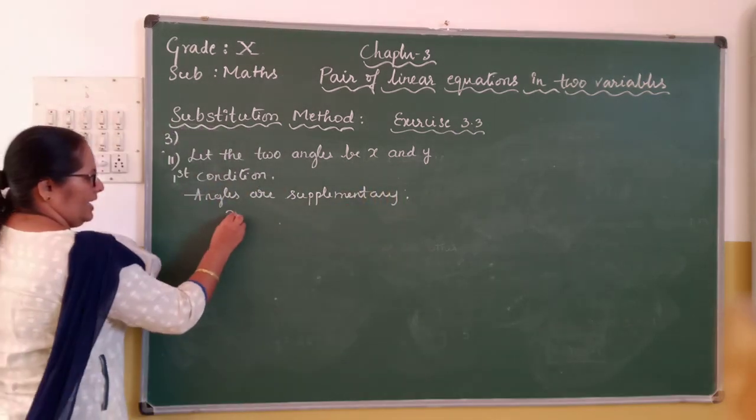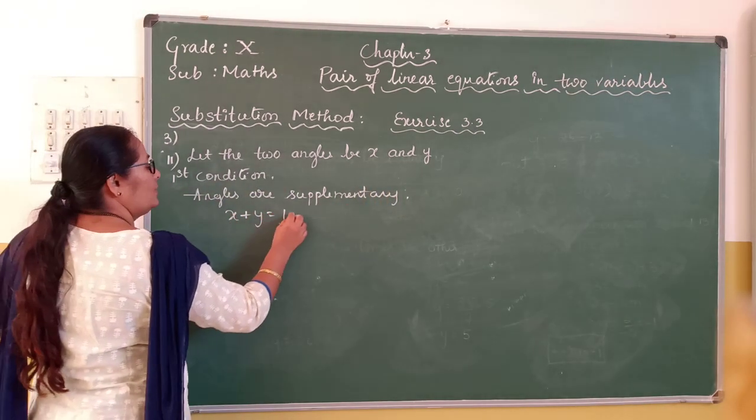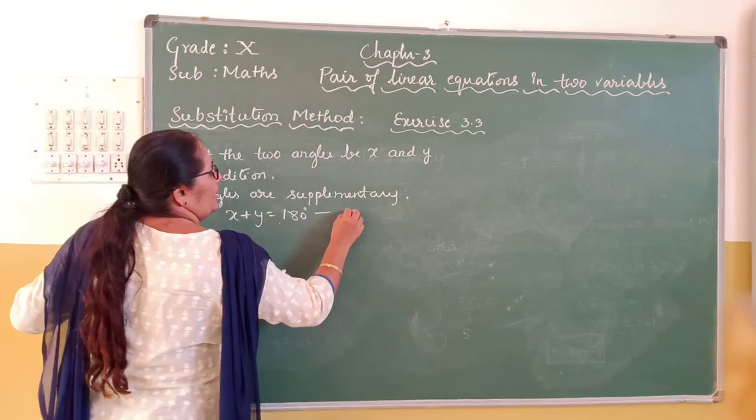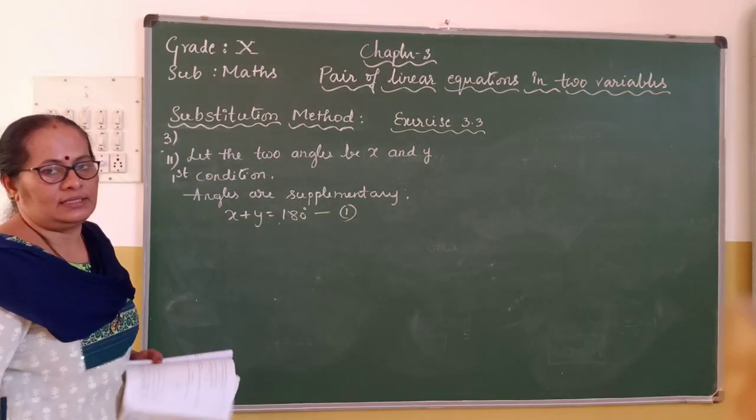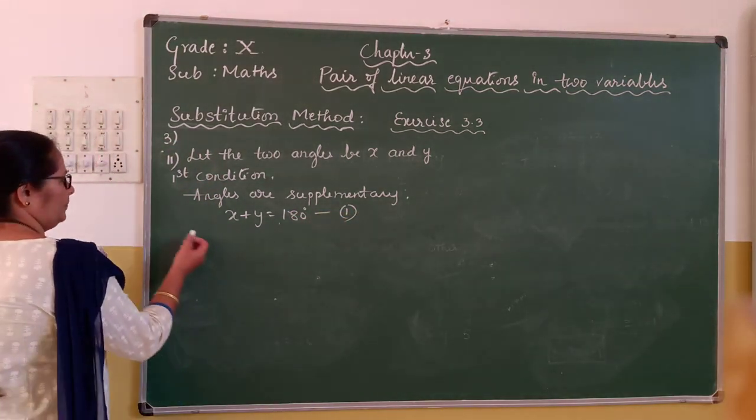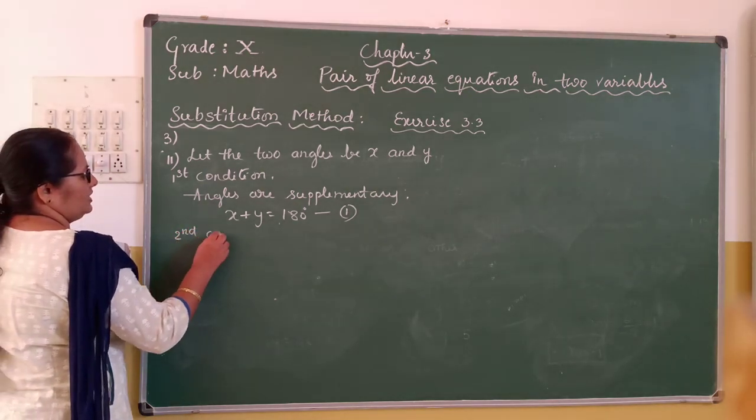That is, x plus y equals 180 degrees. So, take this as equation 1. This is the first condition. Then, the second condition.